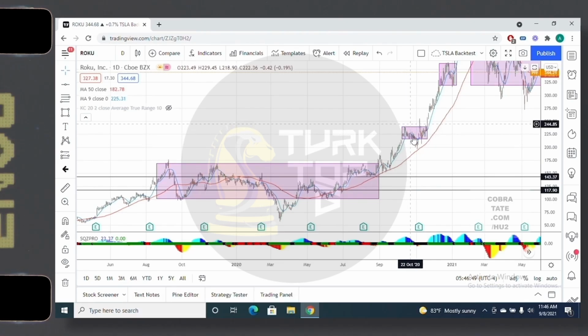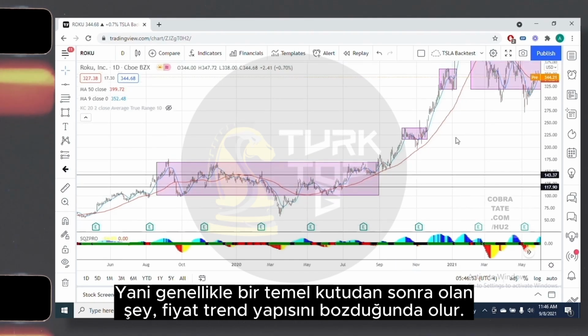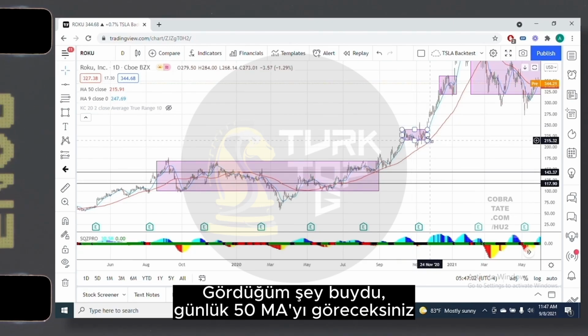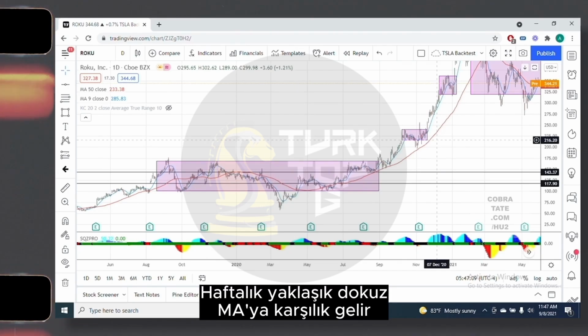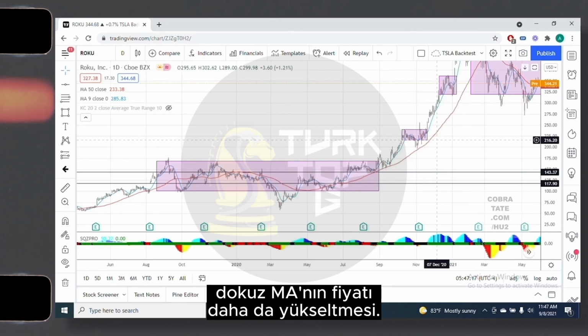We were in a non-trending phase. So what usually happens after a base box is once the price breaks the trend structure, it starts consolidating again. It waits for the 50 MA to come and push it higher. That's what I've seen. You will see the 50 MA on the daily corresponds approximately to 9 MA on the weekly. So what you're actually seeing here is the 9 MA on the weekly pushing the price higher.